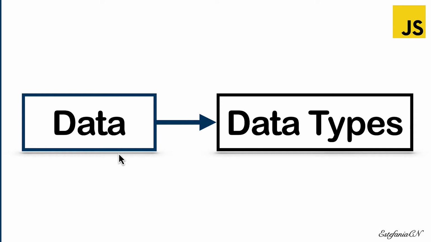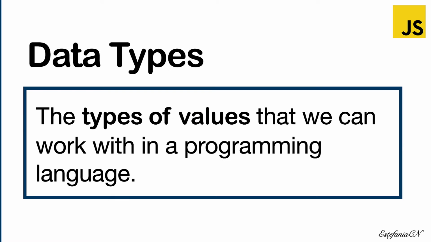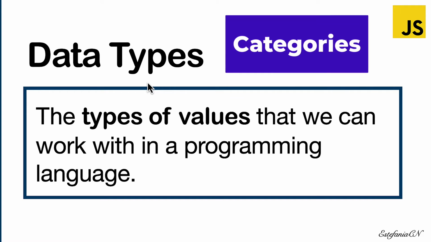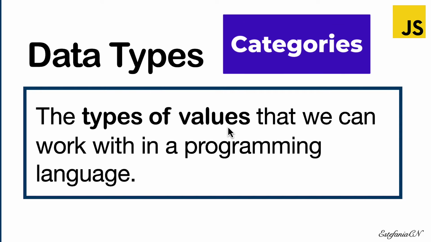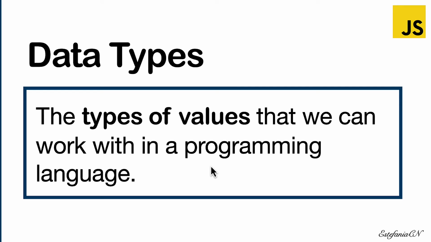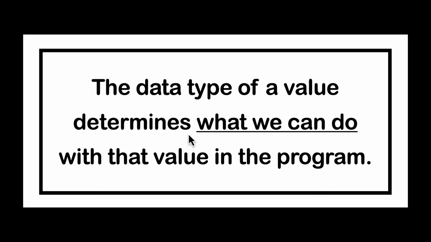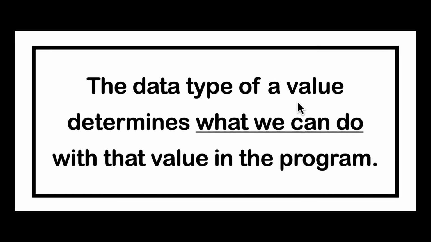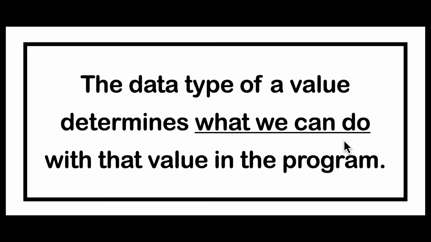Every value that we can work with in a program has a particular data type that determines what we can do with that value. Formally, we can define the set of data types as the types of values that we can work with in a programming language. Data types are like categories that we use to divide or to describe the different values that we have available to work with in a programming language. And we can even define our own data types to give you an idea of how powerful they can be.